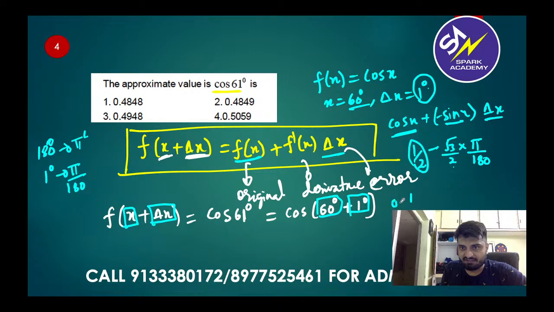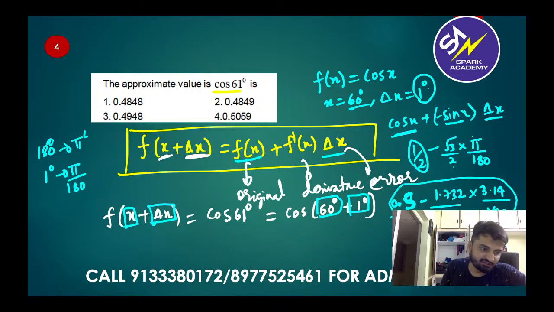1 by 2 is nothing but 0.5 minus root 3 is 1.732 whole divided by 2. Pi is nothing but 3.14 whole divided by 180. So if you simplify this, now you need to calculate. Once you simplify and calculate, you will be getting your final answer. Understood, everybody? Good. Matruka, Shruti, Tejaswini, Sravya, Shruti, great job, guys.